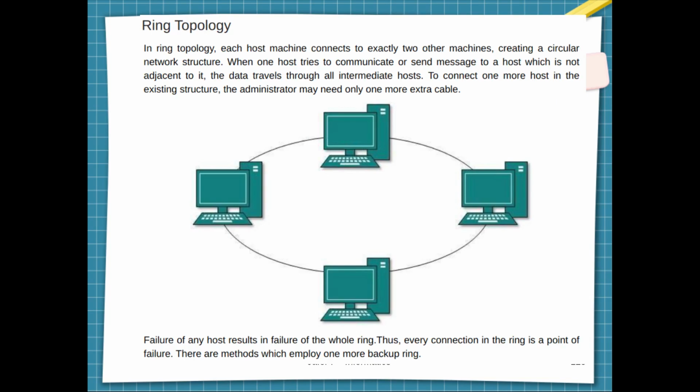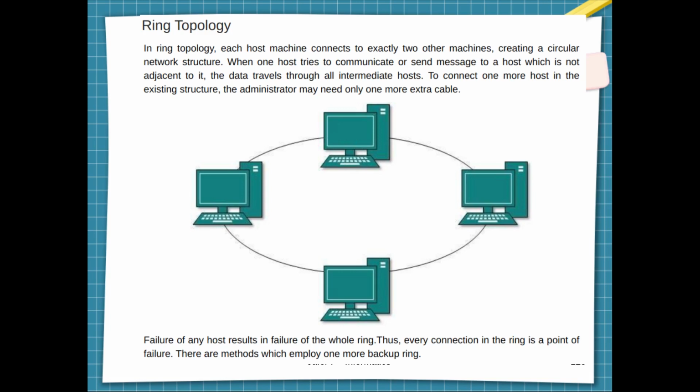When you move on to ring topology, what is ring topology? In ring topology, each host machine connects to exactly 2 other machines, creating a circular network structure. The structure of this network is like a ring. What do you mean by ring? Each system is connected to exactly 2 other systems, right?